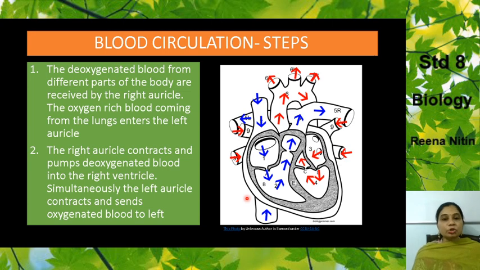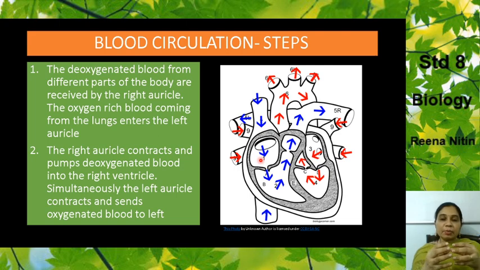Now let's move on to the next part, that is how the blood circulation takes place in steps. Step number one is this, and you can see this is the structure of the heart. The blue lines indicate the impure blood or the deoxygenated blood. The red lines indicate the pure blood. So this part is the right auricle. This is the left auricle. Right ventricle, left ventricle.